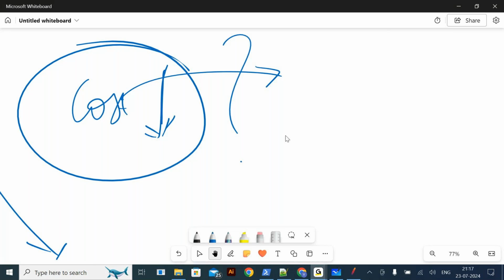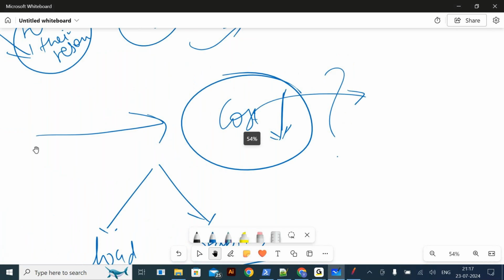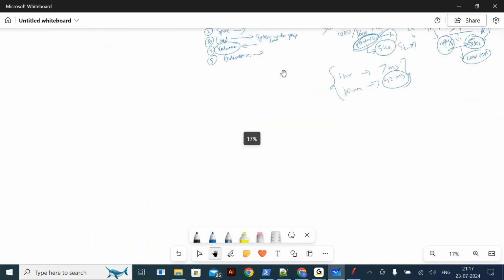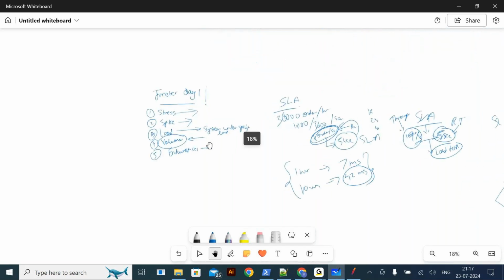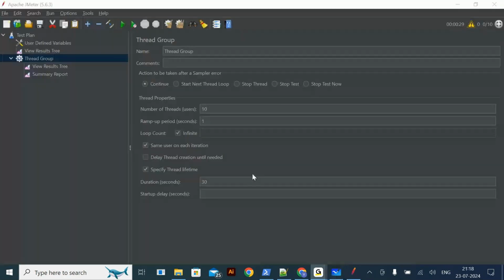Any other questions? Okay, so let me come back. We were speaking about the load test. As I said, cost reduction is our main aim. As a performance tester, always remember this: the cost is always in terms of money only.